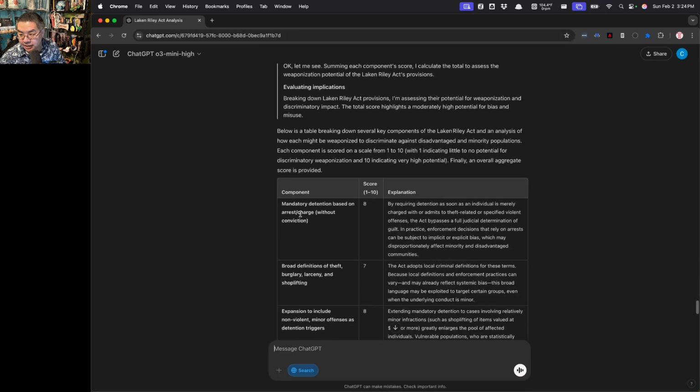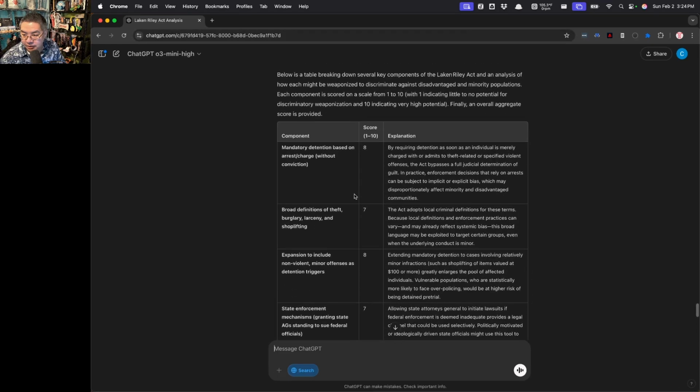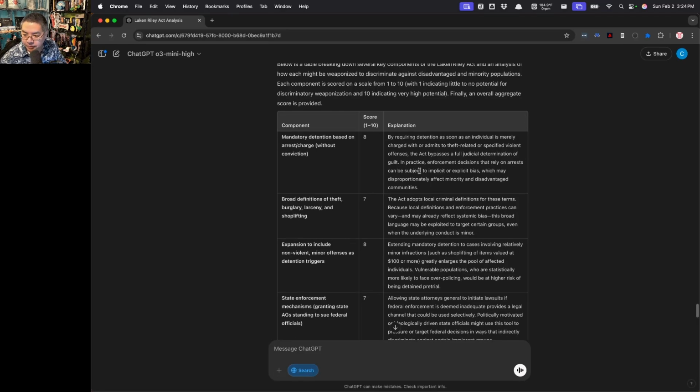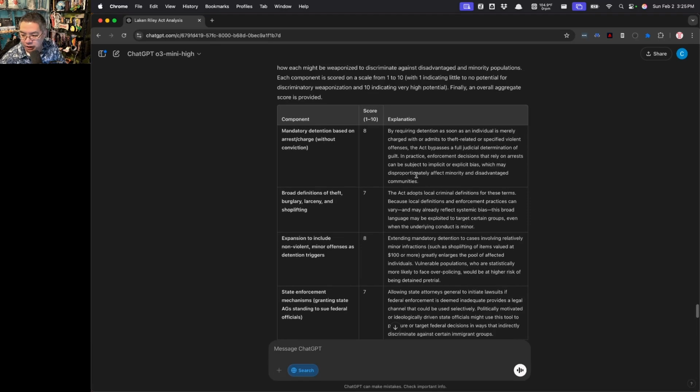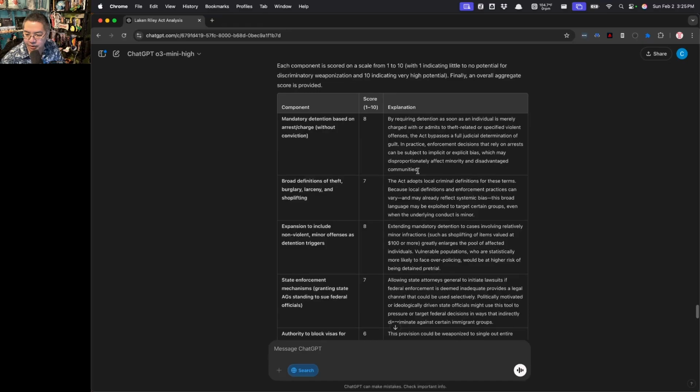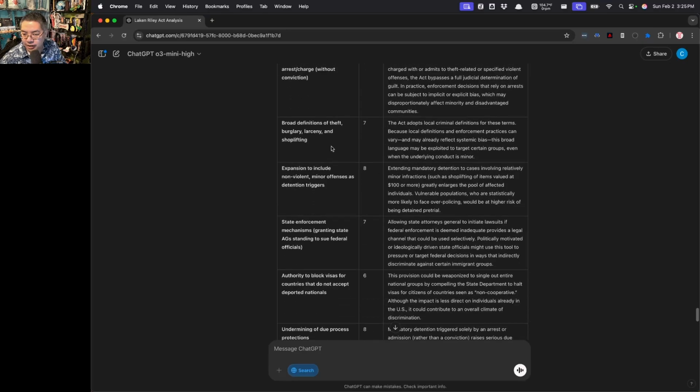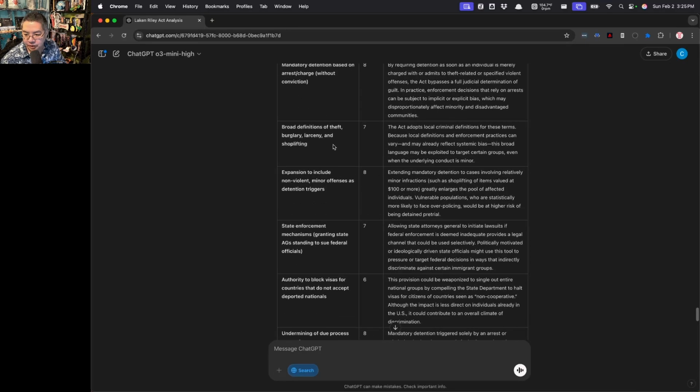So let's break down the table. Mandatory detention based on an arrest or conviction, score of 8. By requiring detention as soon as an individual is merely charged with or admits to theft related to specific violent offenses, the act bypasses a full judicial determination of guilt. In practice, enforcement decisions that rely on arrests can be subject to implicit or explicit bias, which may be disproportionately affecting minority and disadvantaged communities. Broad definitions of theft, burglary, larceny, and shoplifting.